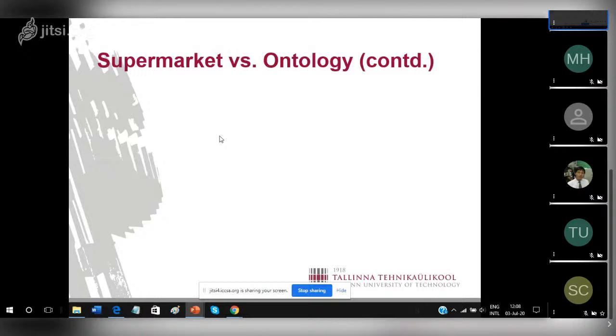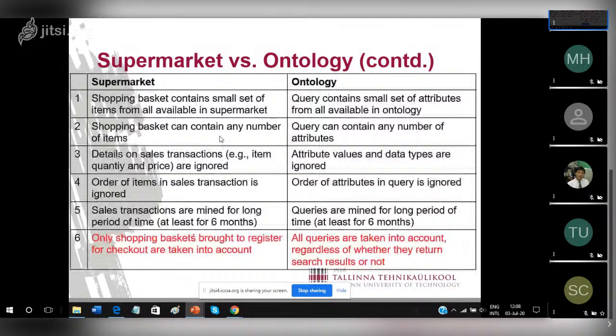The algorithms from market basket analysis make many assumptions about the supermarket, about baskets, about items, about sales transactions, about the sales transaction database. We propagate similar assumptions to an ontology. For example, we assume that a query can contain any number of attributes, but usually users don't query about all the attributes in the ontology, but rather they query just a small set of attributes. So we say that a query usually contains only a small set of attributes from all those available in the ontology.